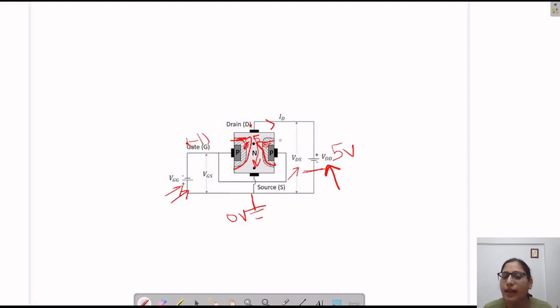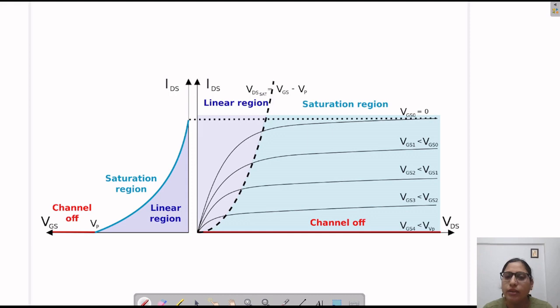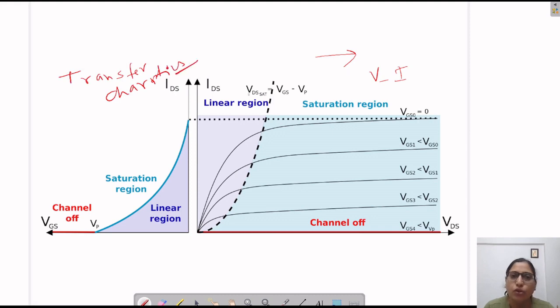Now we move forward to the VI characteristic and the transfer characteristic of JFET. So this is the diagram of VI characteristics. Here on the right side we can see the VI characteristic, and on the left side this is our transfer characteristics. Transfer characteristics is a graph between IDS and VGS. Two things we have to consider: transfer characteristic is a graph between IDS and VGS. Similarly, the VI characteristic curve is drawn between IDS and VDS.